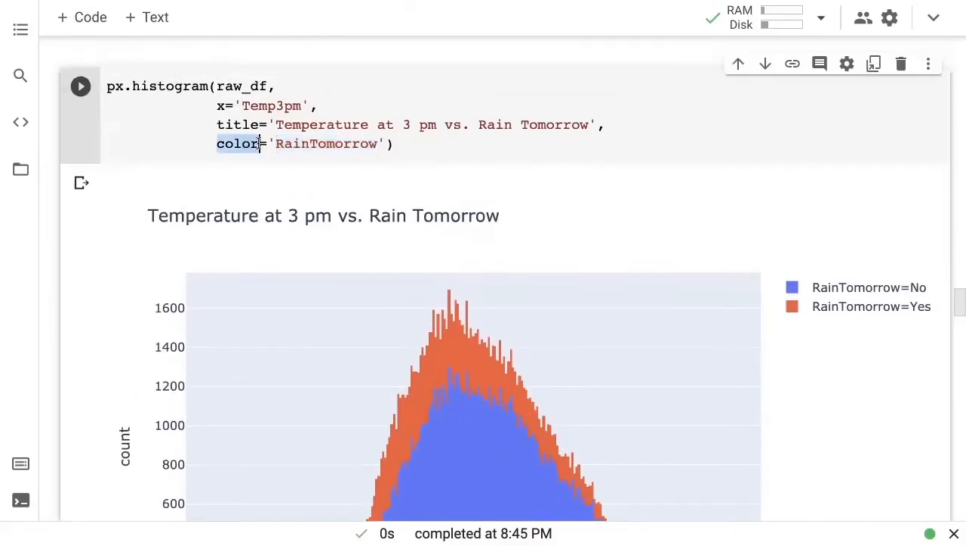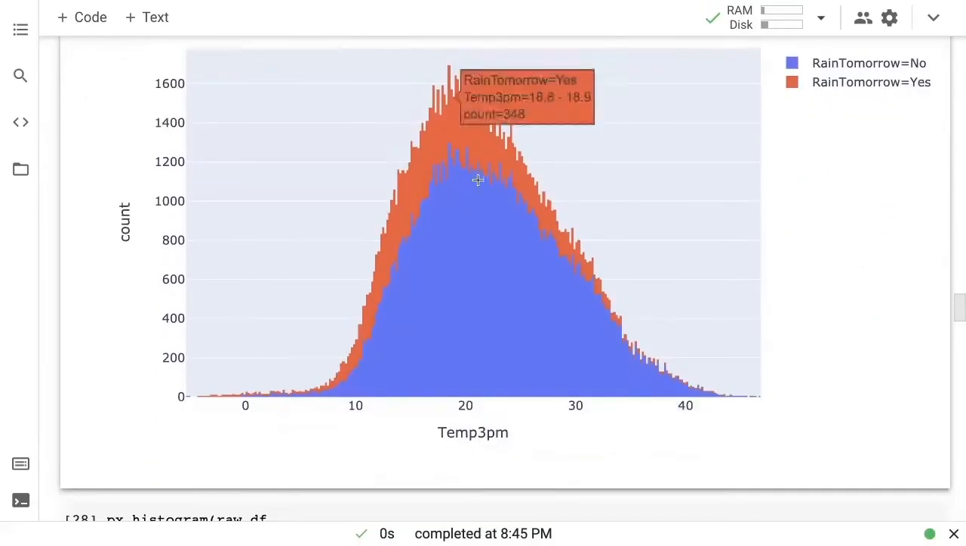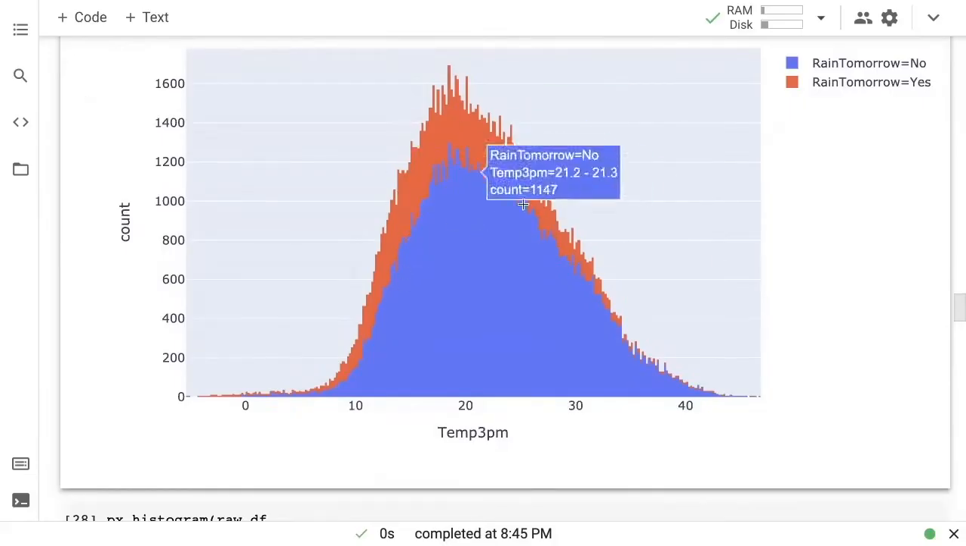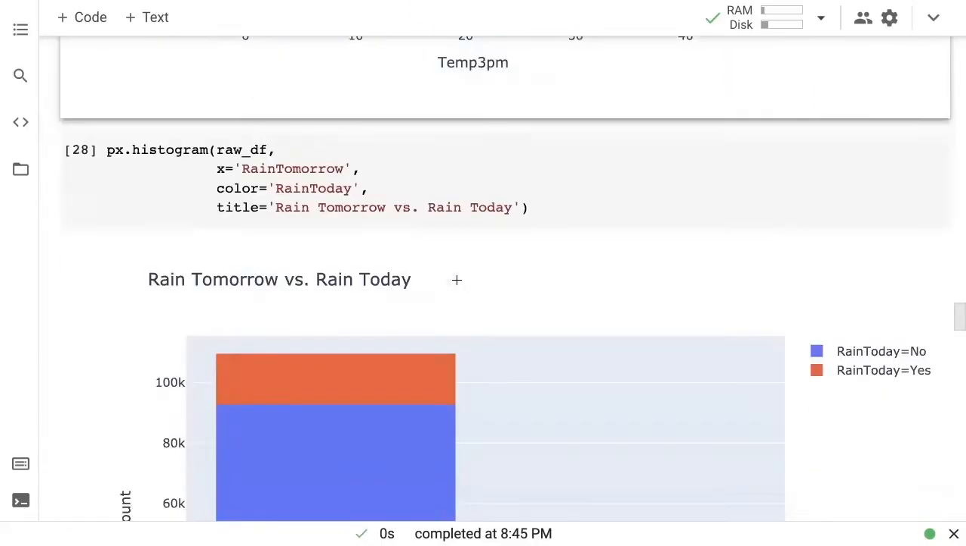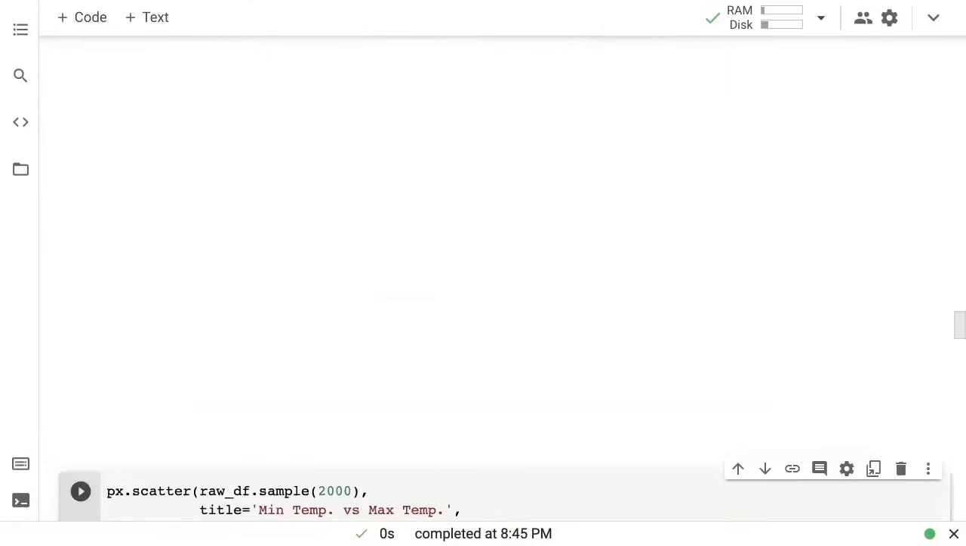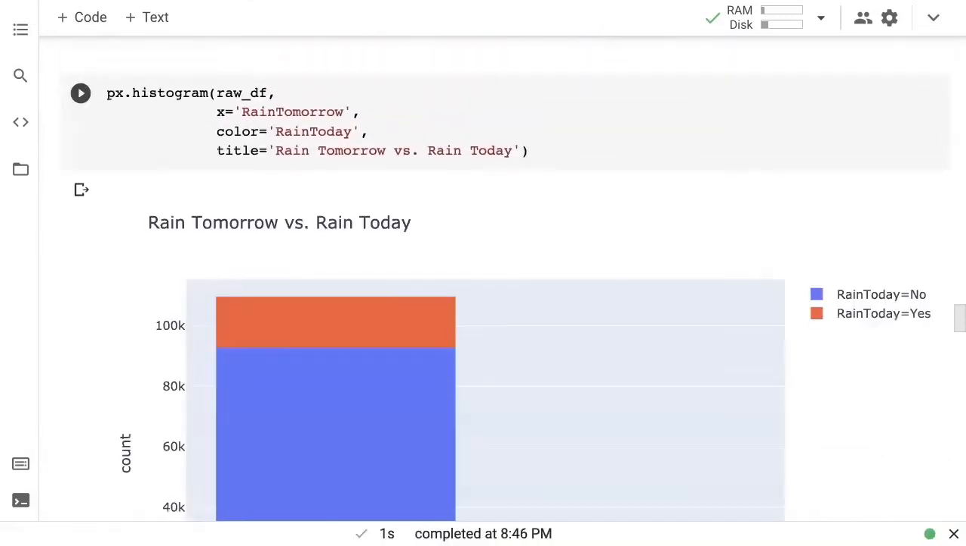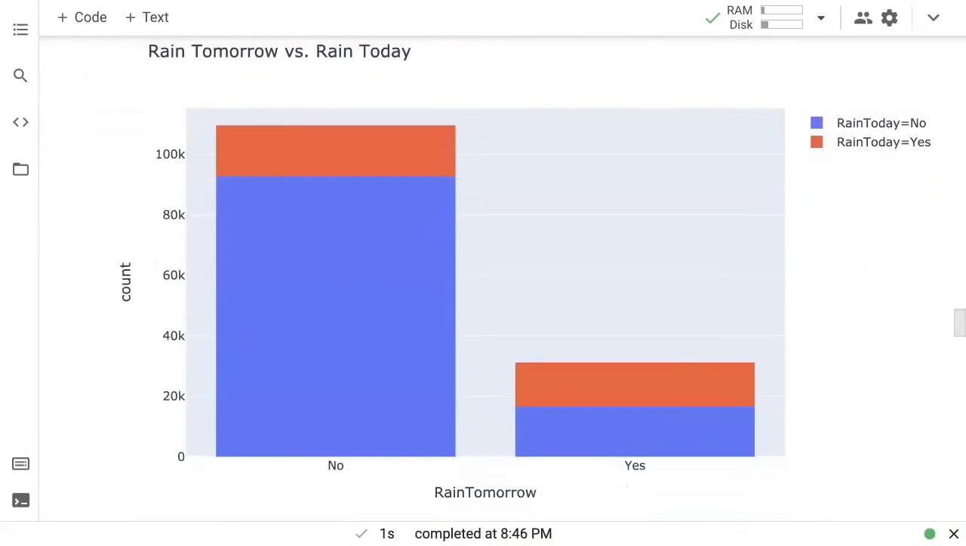You can use this color argument. I'm using Plotly Express here, but you can use Seaborn and there you have the hue argument. So you can use the color argument to distinguish between classes. And here I'm just getting a sense that when the temperature is lower, the chances of rainfall might be higher. Maybe let's also look at the distribution of rain tomorrow.